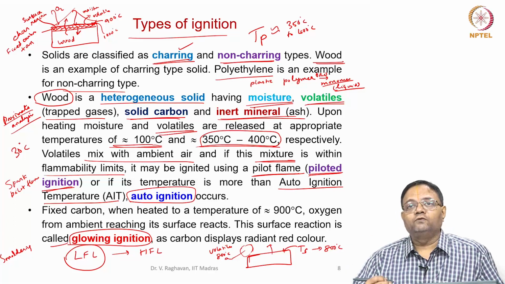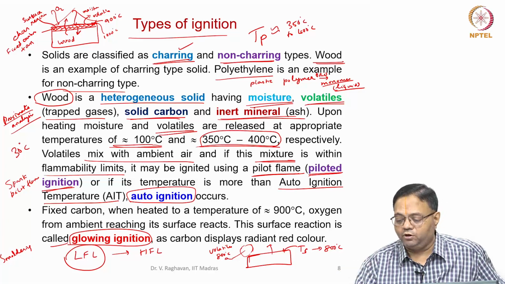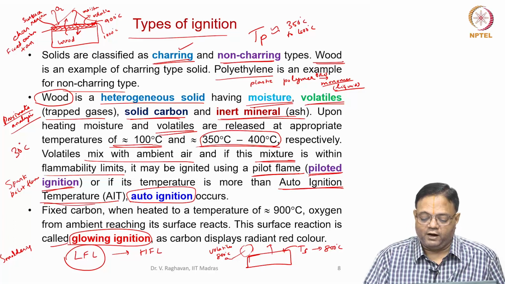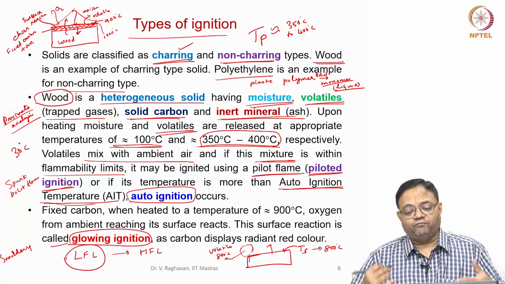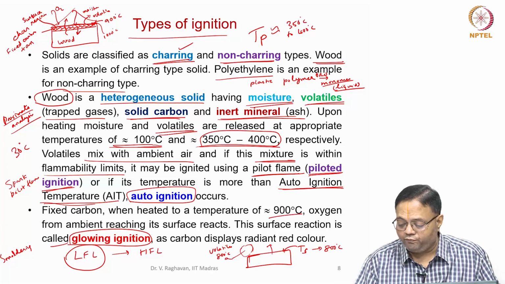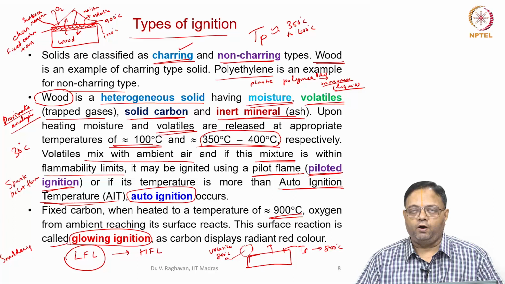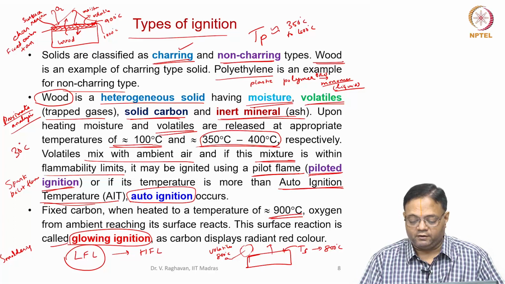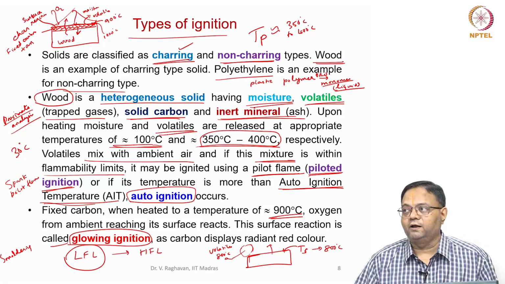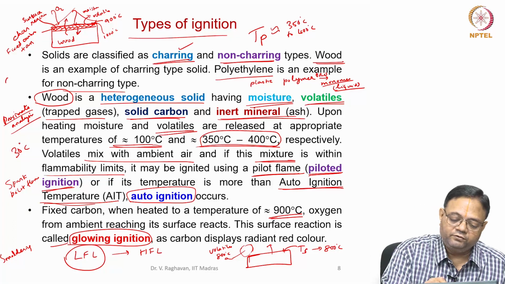Now volatiles, which are released when the surface is heated to higher temperatures, can reach the auto ignition temperature, so that the mixture which is formed can auto ignite. After the surface reaches a temperature of 900 degrees, all the volatiles are released and the char layer is formed. This char layer can attract oxygen from the ambient, and a surface reaction can take place. The surface reaction is an exothermic reaction between C plus O2 giving CO2.